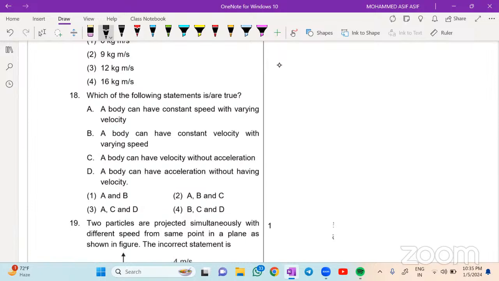A body can have constant speed with varying velocity. That's true. A body can have a constant velocity with varying speed. That's not possible. A body can have velocity without acceleration. That is also true. And a body can have acceleration without having velocity. That's also true. So it should be A, C, and D.